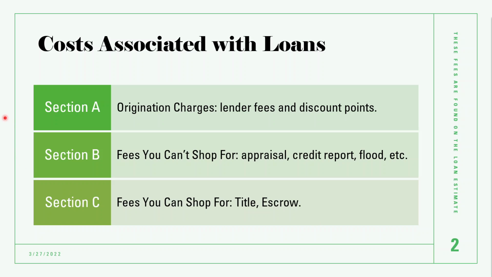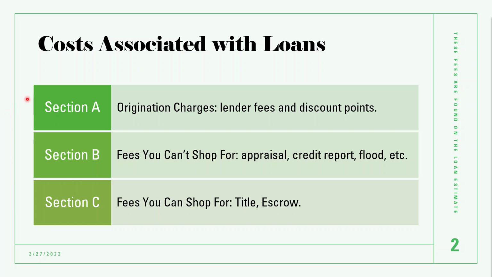Section A of your loan estimate. You'll see the origination charges. These are the lender's fees and discount points if you're going to be paying points. Section B, these are fees you can't shop for, like appraisal, credit report, flood certification, etc. And Section C, these are fees you can shop for, like title and escrow.